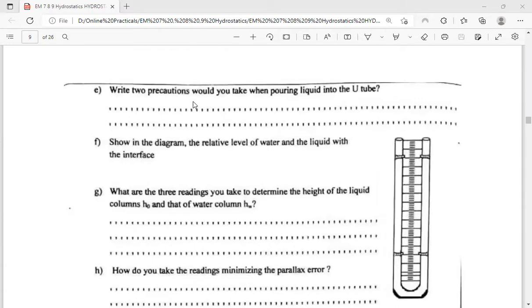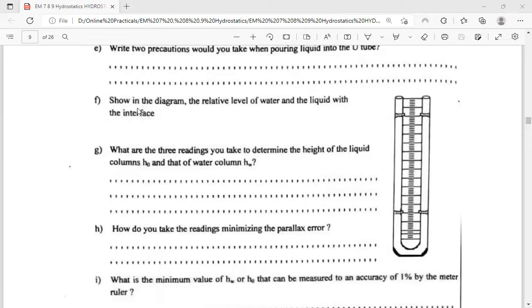Try two precautions you would take when pouring liquid into your tube. Before taking the readings, we have to wait a little while until both liquids come to rest, because some liquids might have significant viscosity. So we have to wait until both arms are at rest before taking the reading.